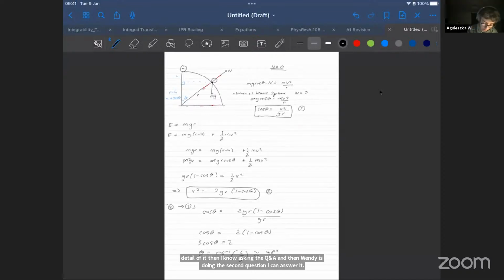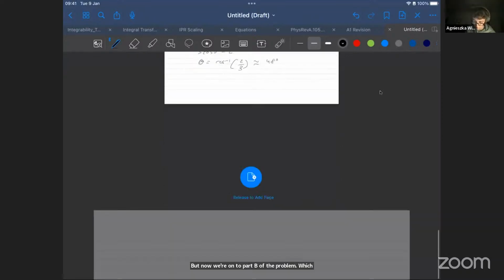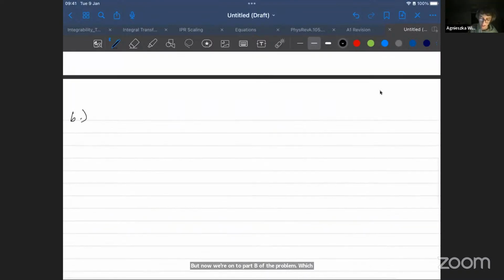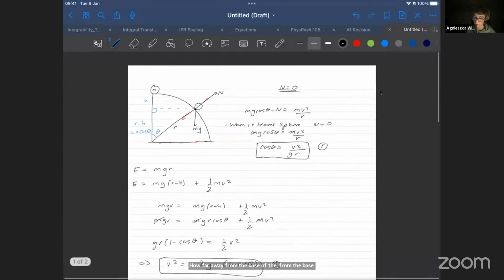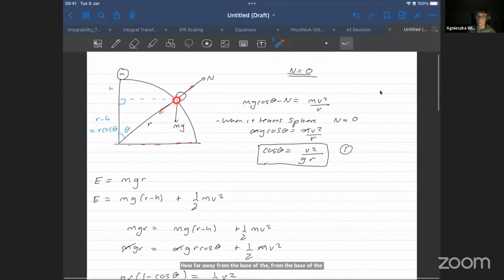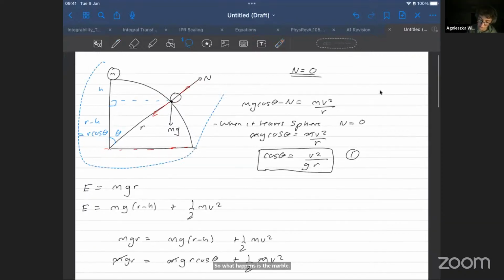But now we're on to part B of the problem, which says, how far away from the base of the sphere will the marble land? So what happens is the marble is going to leave the sphere. I'm going to copy this diagram and paste it on the next page. The marble is going to leave the sphere, travel at some velocity, at some angle, like so, and land some distance, I don't know, d away from the center of the sphere. And that is what we are going to work out.